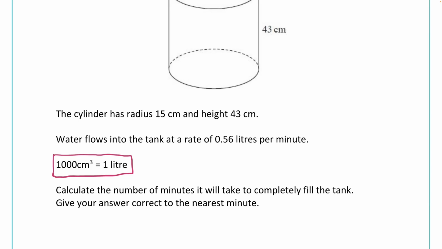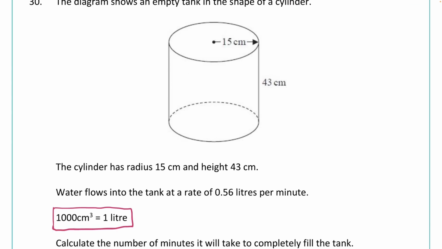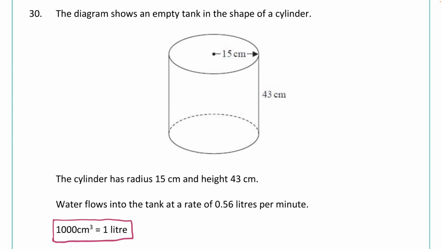It says to calculate the number of minutes it will take to completely fill the tank, and give your answer to the nearest minute. Now, to look at the amount of litres, or the space inside, we need to look at the volume of a cylinder. To get the volume of any prism, you get the area of the cross-section, which in this case is a circle. So in this case, we do need our area is equal to pi r squared formula, and we'll start by working out the area of that circular face. So that gives us pi times 15 squared, and feel free to either write down the decimal for that, or just to write down 225 pi, which is what it's showing on my calculator. There we go. So that is the area of the circular face.